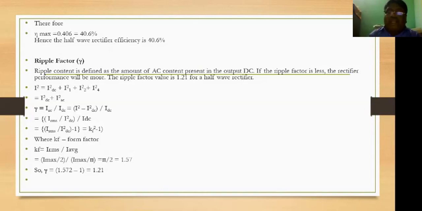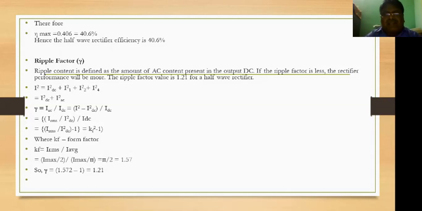So we know how to get the efficiency. Efficiency is always represented with the letter eta, equal to output power by input power. After that, what will we do? Find the PDC, after that PAC. Finally, the two values are substituted in this formula, then you get the efficiency, that is 40.6%, the efficiency of the half-wave rectifier. Please remember that value and keep it in your mind always. Very, very important.